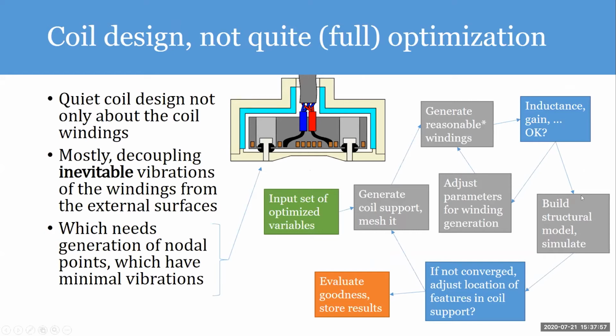Once reasonable windings, build a structural model, put it into COMSOL, simulate it. If it converges with the location of the holes correctly, be happy. If not, generate a coil model, go through this structural model, and repeat, and just tabulate those. So I don't have full optimization of everything, but I needed the optimization within my coarse tabulation.